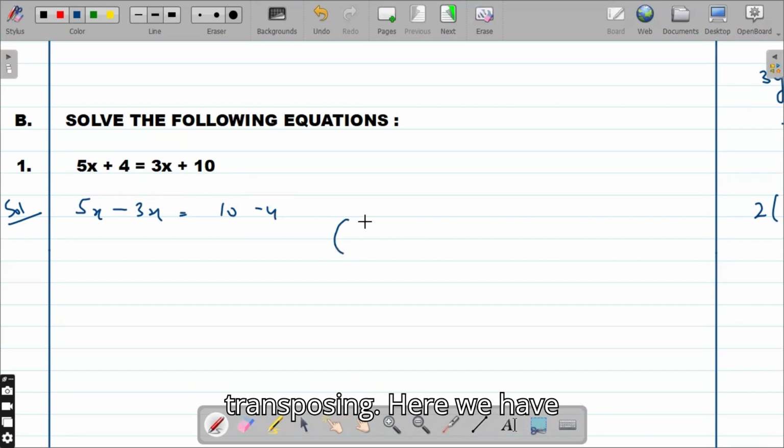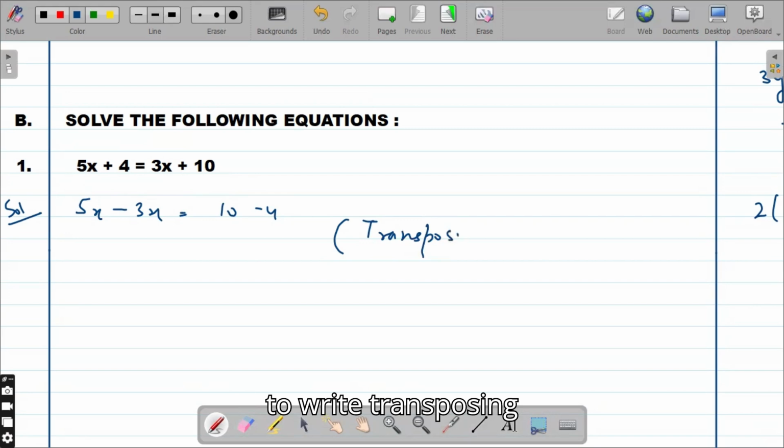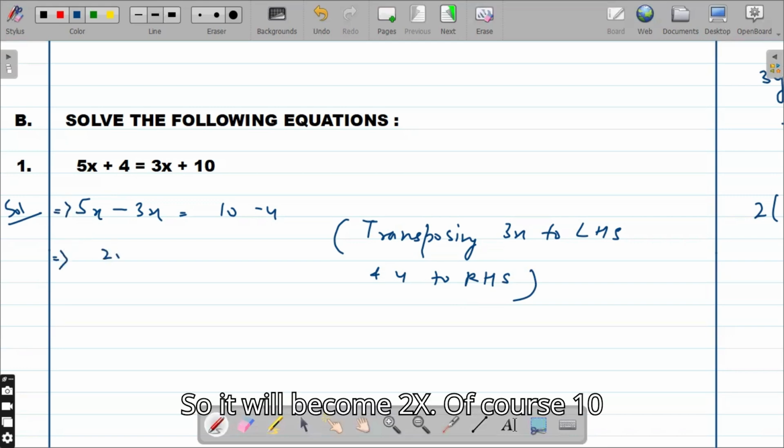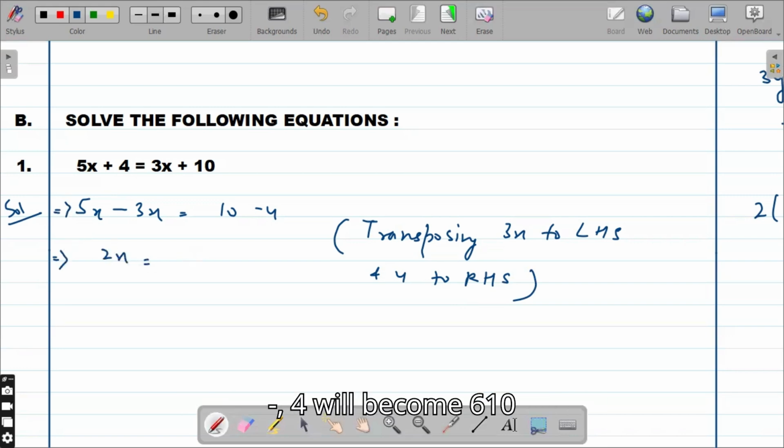Here we have to write transposing 3x to LHS and 4 to RHS. So 5x minus 3x, what will it become? So it will become 2x, of course. 10 minus 4 will become 6.